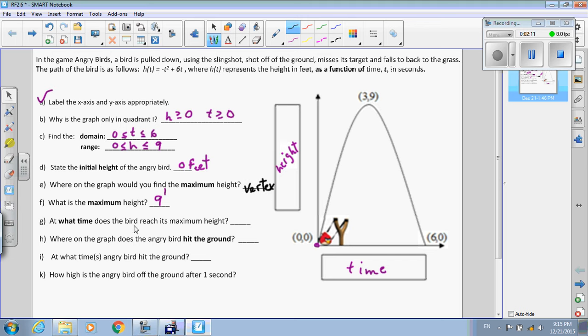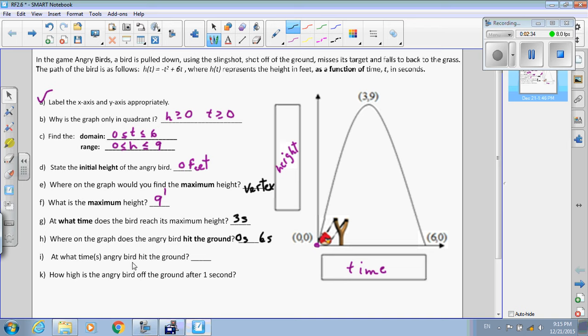At what time does it reach its maximum height? You have to look at the x value for the vertex. It would be at 3 seconds. And where on the graph does the Angry Bird hit the ground? Well, it's at the ground in the beginning, but it will hit the ground here at 6. So those are my x-intercepts. You could argue there are two of them. So it'd be at 0 seconds and also at 6 seconds.